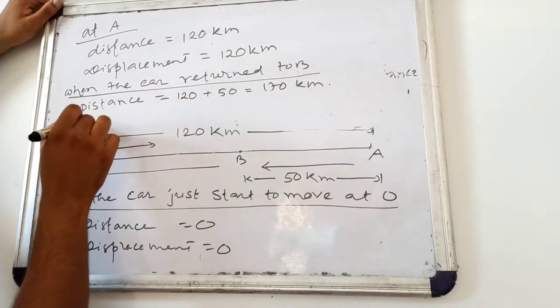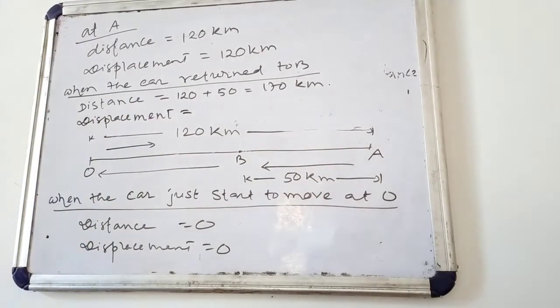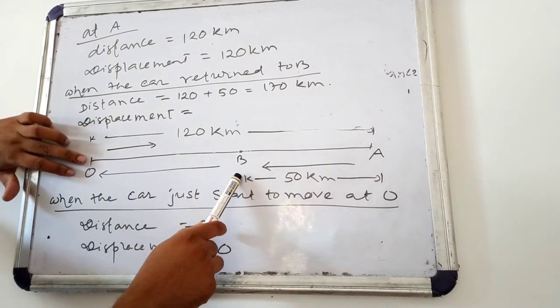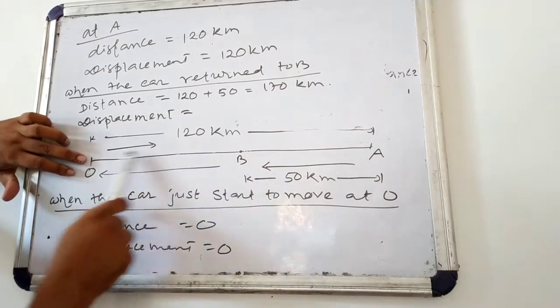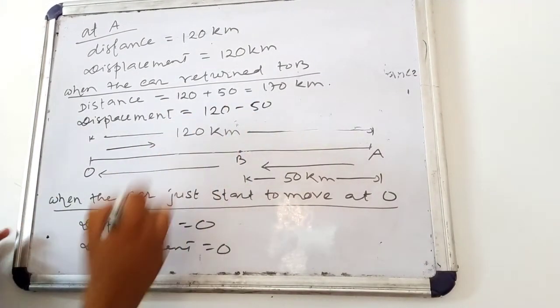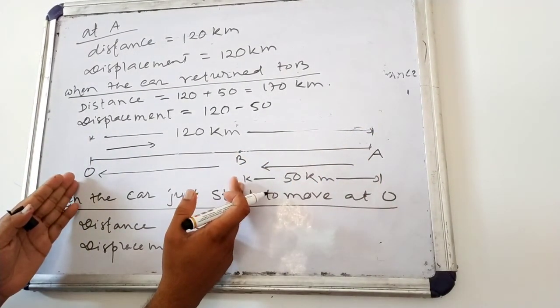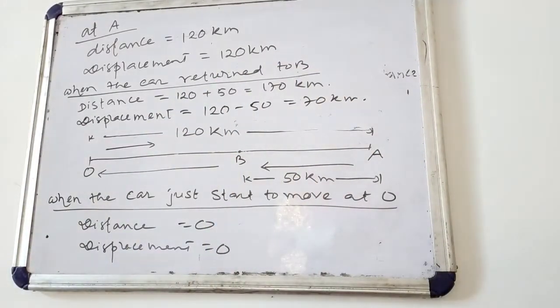Now in this situation, what will be the displacement? Displacement is the shortest path between the initial and final position. The initial position of the car was O and the final position is B. So we need to calculate the distance between the initial point and final point, that means this distance. So how much will this distance be? 120 minus 50. Yes or not? From the total distance, if we subtract this distance, then we will get this distance OB. So this is 70 km. So here we can see the difference between distance and displacement. Okay.